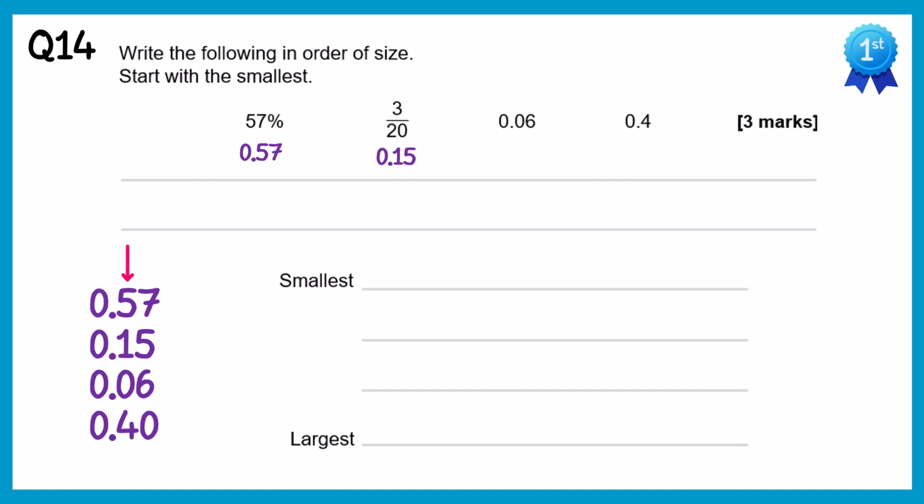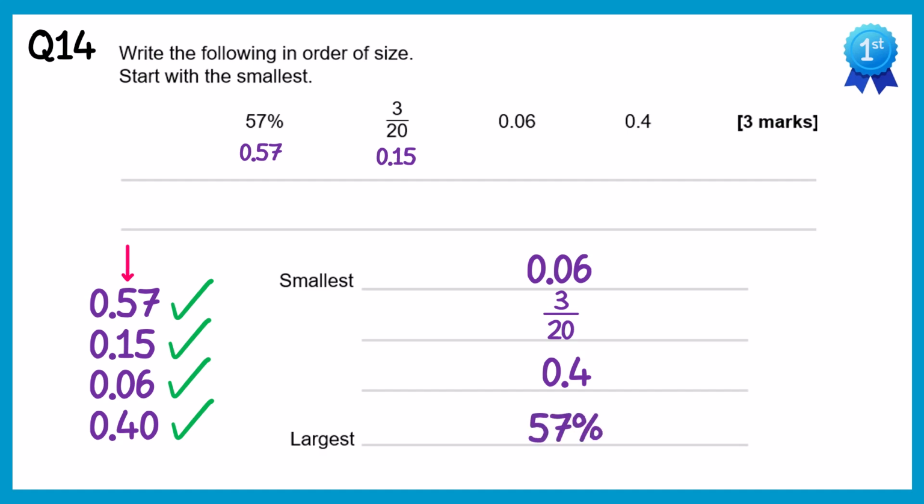The smallest number in this column will be the smallest number, and that's a 0 for 0.06. So that is the smallest number, so it goes first. The next smallest number is the 1 for 0.15, but in the question that was given as 3/20, so that's what we'll write on the answer line. The next smallest is the 4 for 0.4, so that one comes next. And the final number is 0.57, which in the question was 57%.